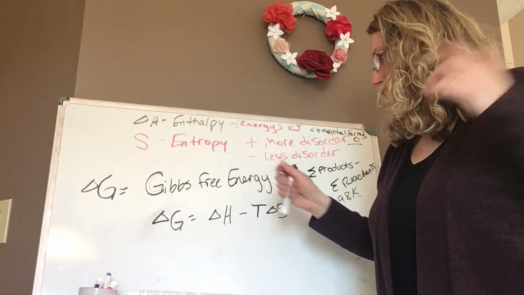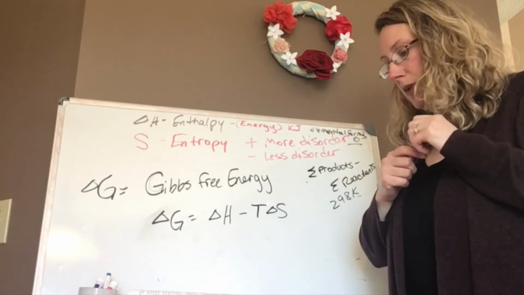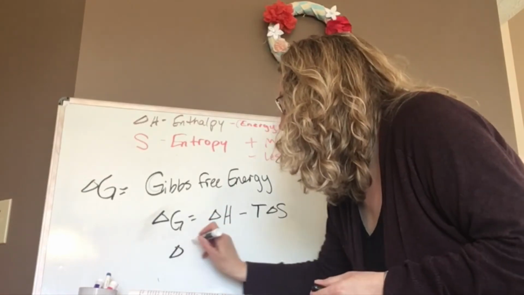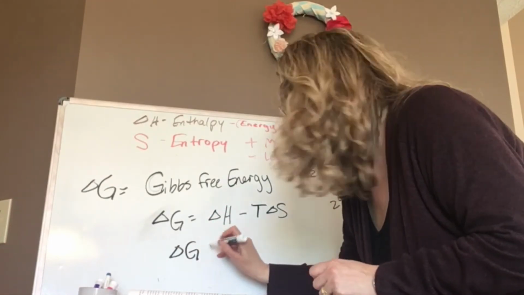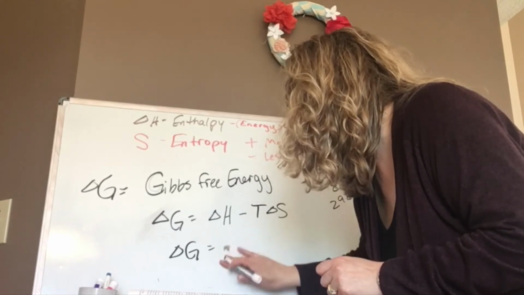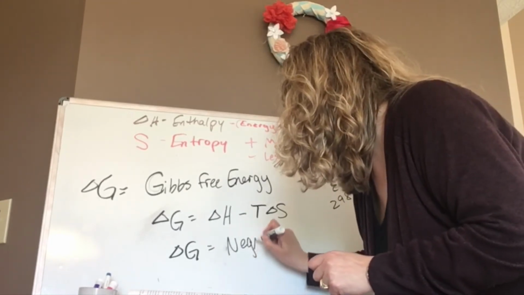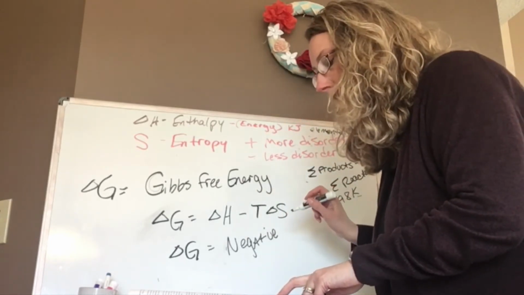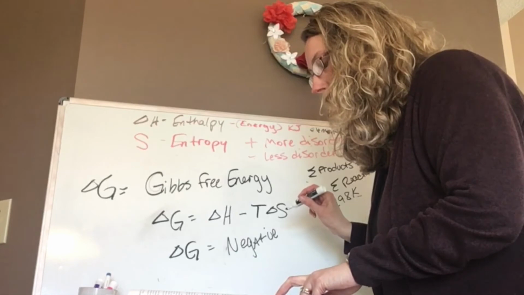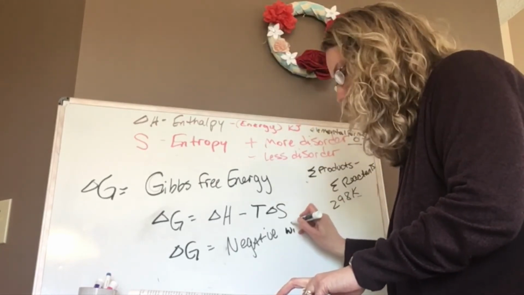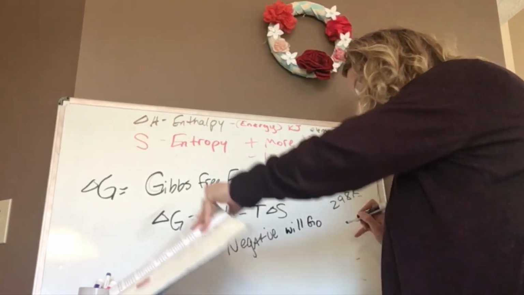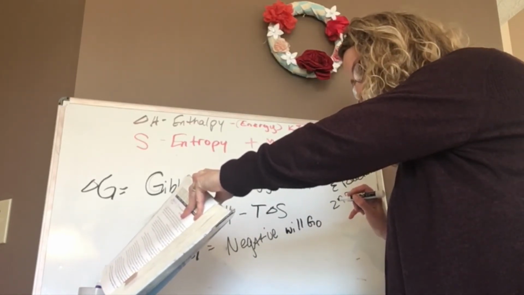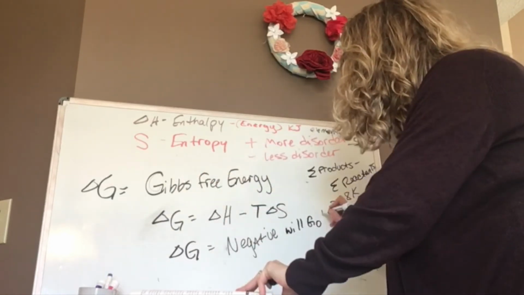Why do I care about Gibbs free energy? Because Gibbs free energy tells me, will my reaction go? If my delta G turns out to be negative, my reaction will go, right? I'm just double checking that I'm not telling you wrong. If my delta G is negative, then it will go.